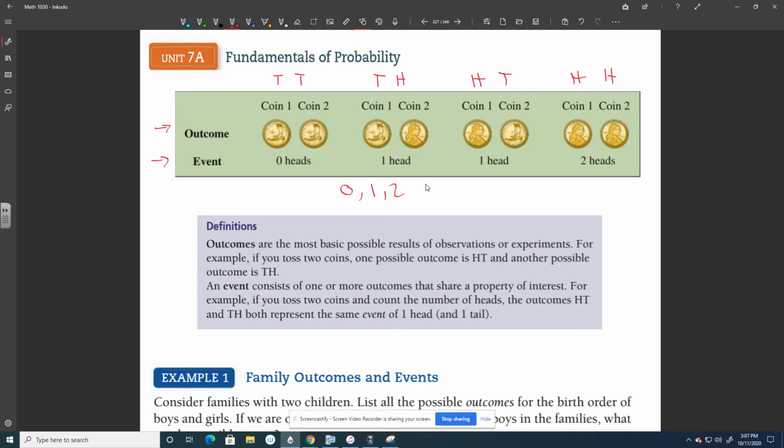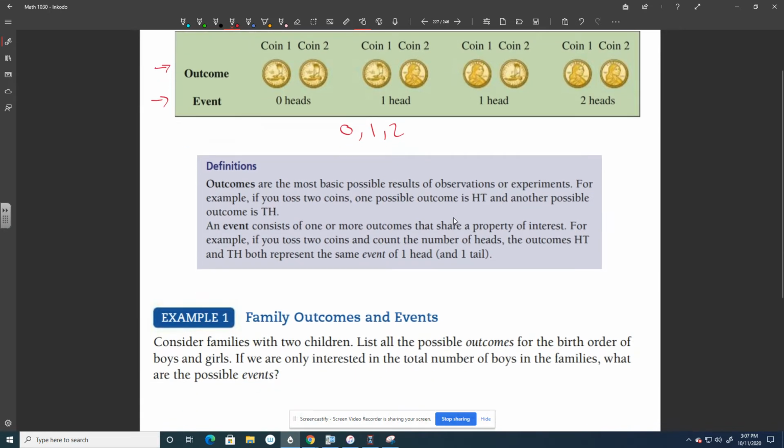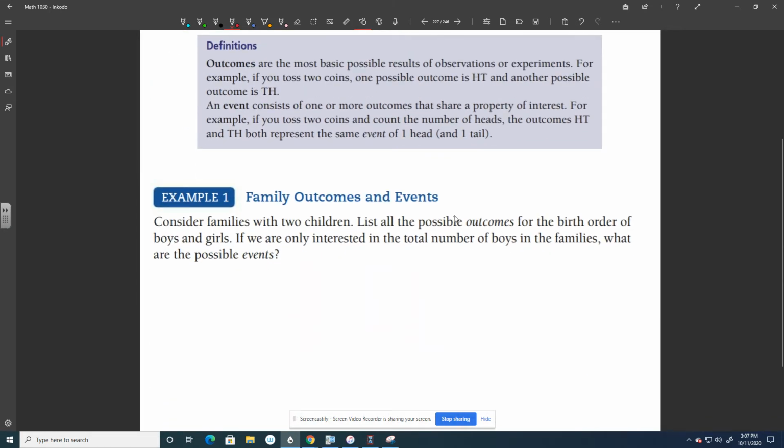Usually we're looking at outcome. And it's pretty clear when it wants just to know the event. So for example, consider families with 2 children. List all the possible outcomes for the birth order of boys and girls. So first of all the possible outcomes. Well, I could have a boy first and then another boy. Or I could have a boy and then I could have a girl. Or my first child could be a girl and then I could have a boy.